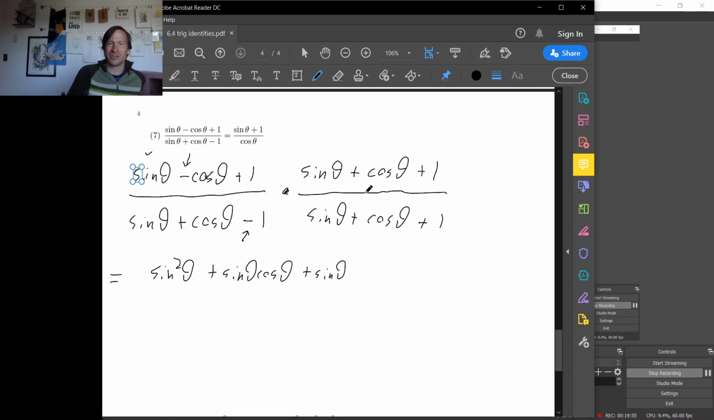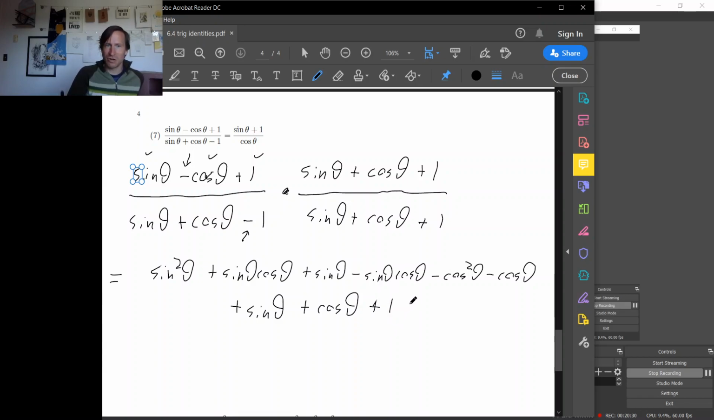So now minus cosine times each of these. So minus cosine times minus sine is minus sine theta cosine theta. Minus cosine times plus cosine is minus cosine squared theta. And then minus cosine times 1 is minus cosine. And now, that's it for the cosines. Now I have to distribute this 1. So 1 times sine is sine theta. 1 times cosine is plus cosine theta. This needs a plus right here. And then 1 times 1 is plus 1.